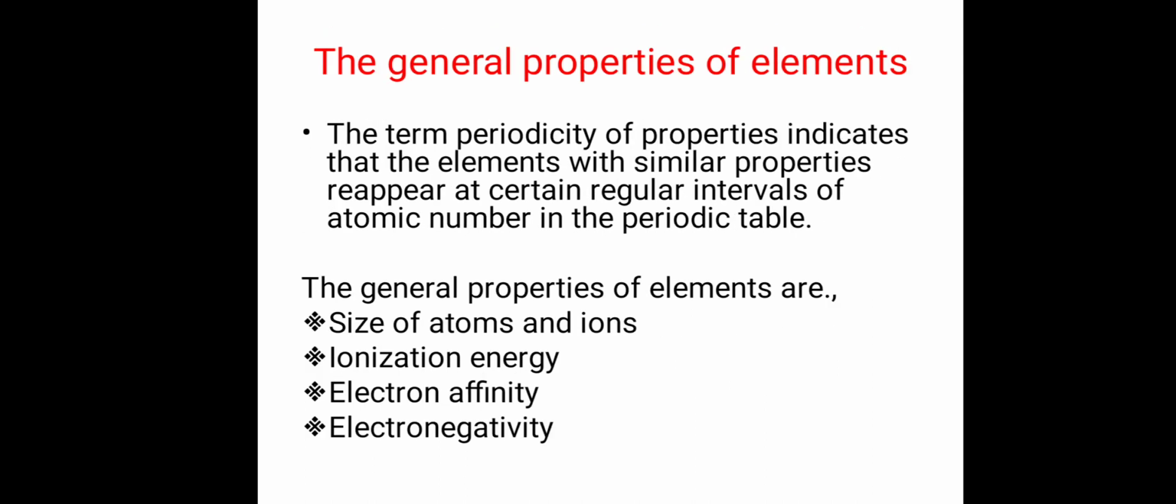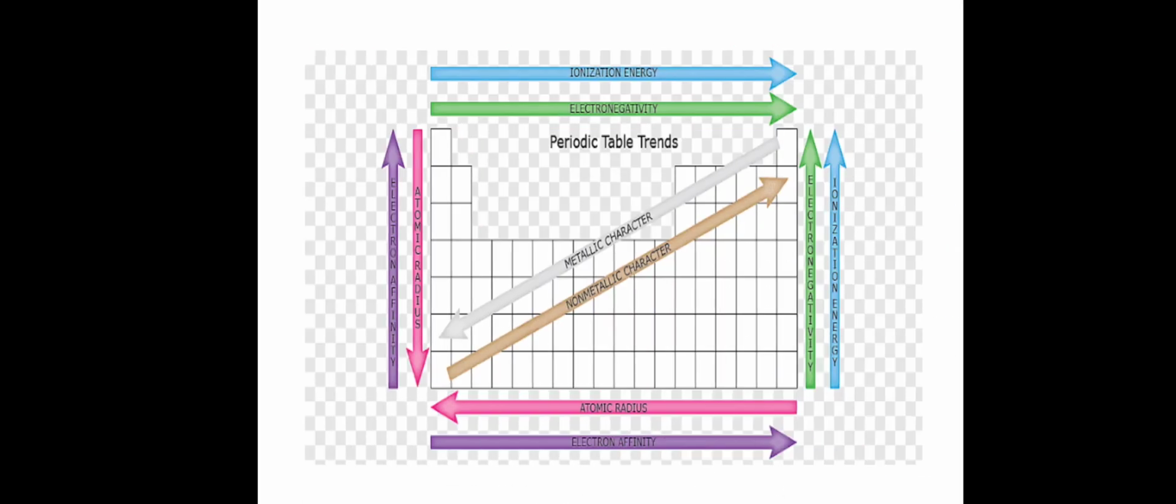These are some general properties of the periodic table: size of the atoms and ions, ionization energy, electron affinity, electronegativity. These are shown here, where I represented the ionization energy, electronegativity, electron affinity. So all those things.